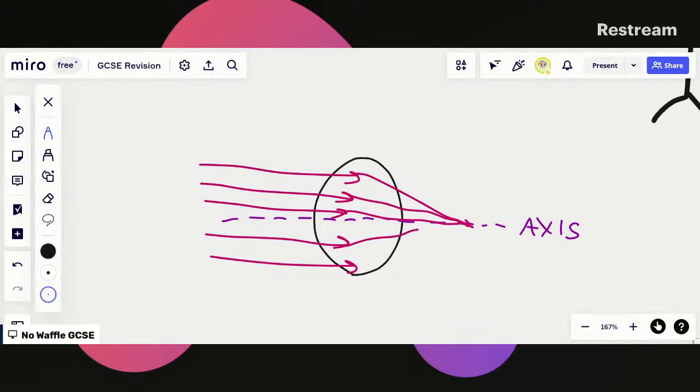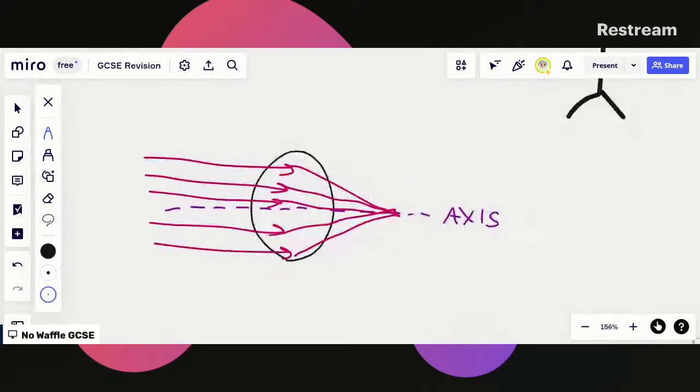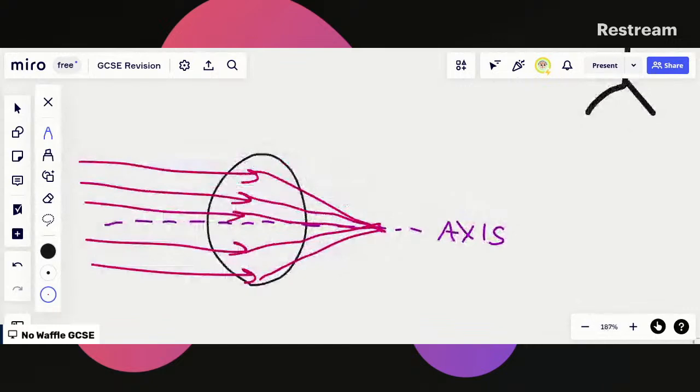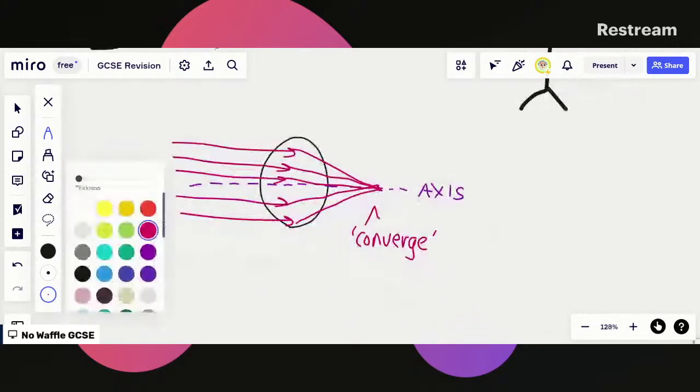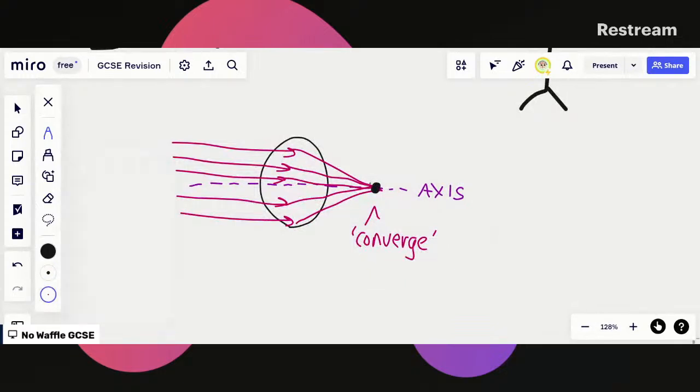Like that. So the curved outward structure helps the rays of light parallel to the axis be brought together. This is called converging. The rays of light converge together. And sometimes the point at which they all meet here on the axis is referred to as the principal focus. So this is where you're able to see. Ideally, in terms of the eye, it would be on your retina.